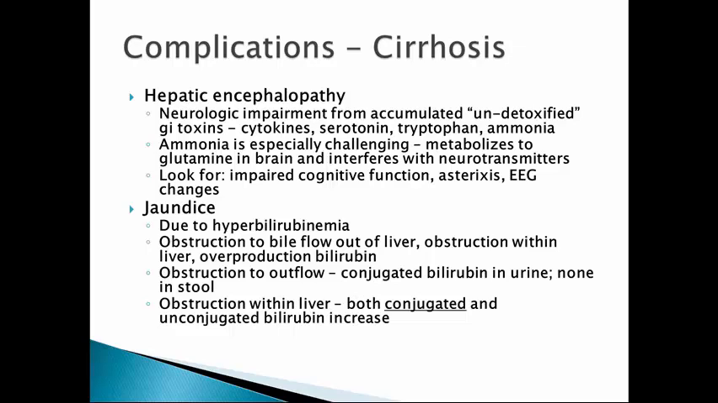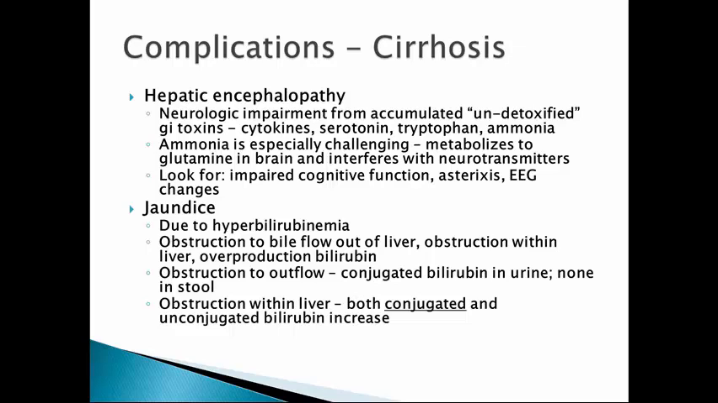So let's look then at the two most common causes of jaundice, which would be some sort of an obstructive process. So we think about obstruction to outflow. When we think about an obstruction to outflow, conjugated bilirubin would be in the urine, but there's none in the stool. So what does this tell you? This tells you that the liver is making it, but it's not leaving the liver. That's why it's not in the stool. So the liver's making it.